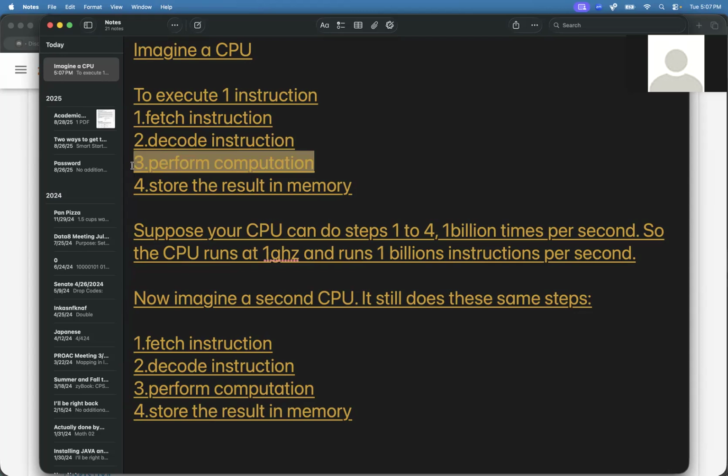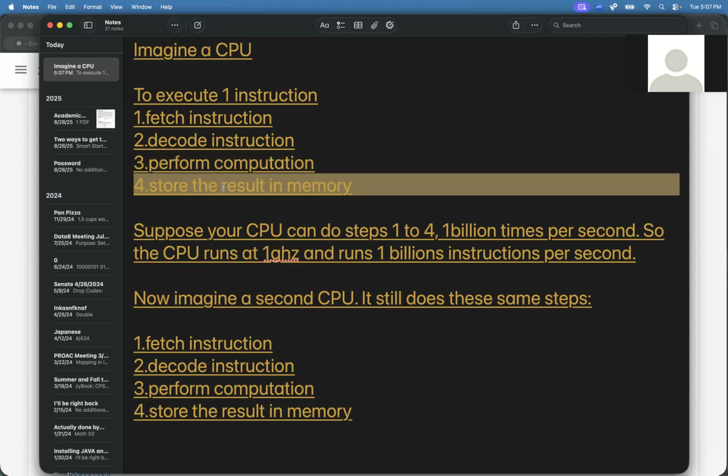Let's say you're adding two numbers or something, that's the instruction. Well, while you're adding the two numbers, the hardware for fetching the instruction and decoding the instruction is doing nothing. And then after you perform the computation and you're going to store the result in memory, while you're storing the result in memory, you're not fetching an instruction, you're not decoding an instruction, you're not performing a computation, and you're not storing the result in memory, right?